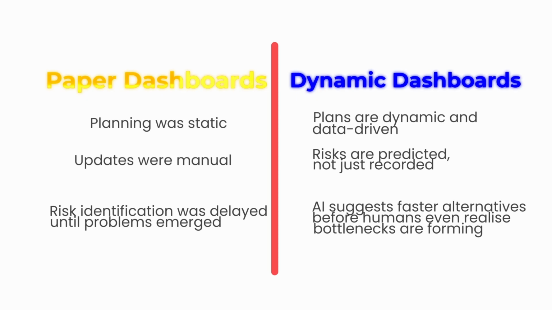In traditional program management, planning was static, updates were manual, and risk identification was delayed until problems emerged. In AI augmented program leadership, plans are dynamic and data driven. Risks are predicted, not just recorded. AI suggests faster alternatives before humans even realize bottlenecks are forming. And as a pro tip, plans are no longer written in stone. They're living systems, and AI is your gardener, constantly nurturing and pruning them.